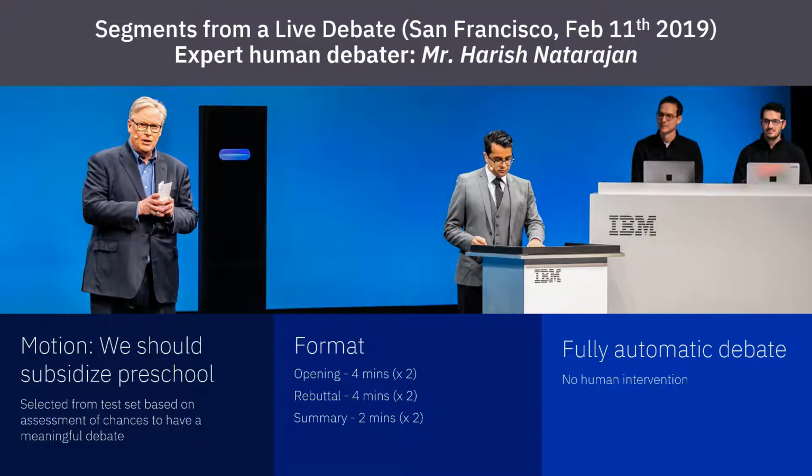I would just emphasize that obviously it is selected from a list of motions that were never included in the training data of the system. Project Debater is on side government, namely supporting the motion. Harish is on the opposition. And we have opening speeches of 4 minutes for each side, rebuttal speeches of 4 minutes for each side, and closing statements for 2 minutes per side.